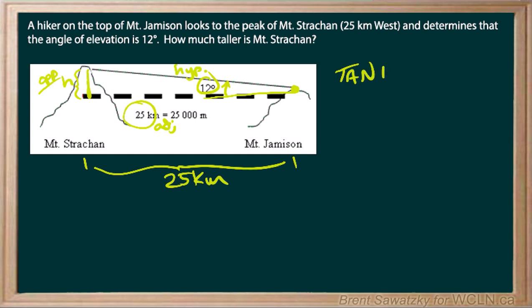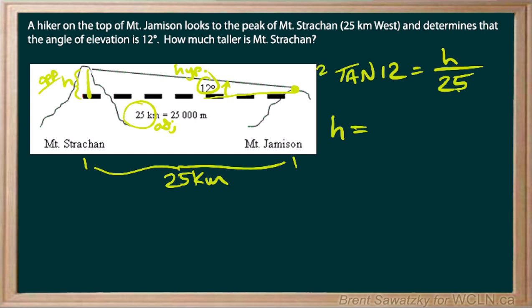So tan of 12 is equal to the opposite, is our h, how much higher that other mountain is. And the adjacent is our 25, we'll work in kilometers here just to make it simpler. If you worked it out in meters, that's great. I'll show the answer in either one at the end, but for now we'll work in kilometers. So we have h on the top there. We're currently dividing by 25. So in order to get h by itself, we would multiply both sides by 25.